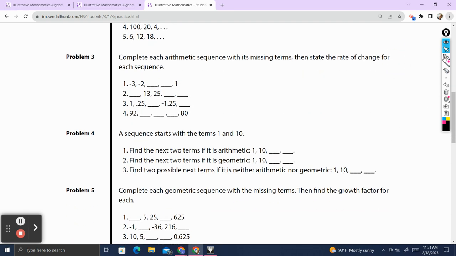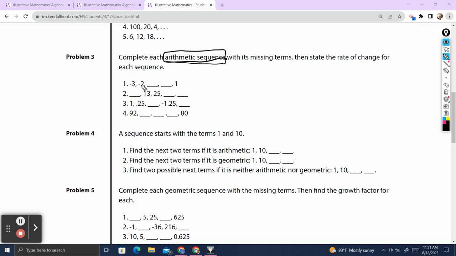Complete each arithmetic sequence with its missing terms, then state the rate of change for each sequence. All right, we have to find our missing terms. We see it's arithmetic, so we know we're always going to be adding or subtracting a constant number. So that helps us with this.